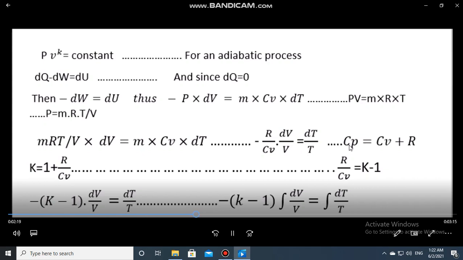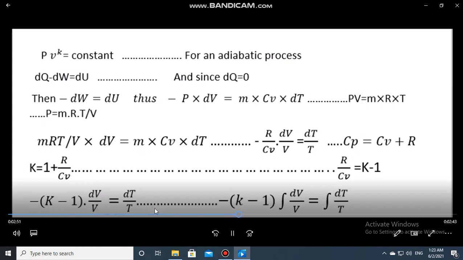But since Cp equals Cv plus R, and dividing all through by Cv, we get that Cp over Cv, k, equals 1 plus R over Cv, that is R over Cv equals k minus 1. And substituting in our equation, minus R over Cv into dV over V equals dT over T, we get minus (k minus 1) into dV over V equals dT over T.